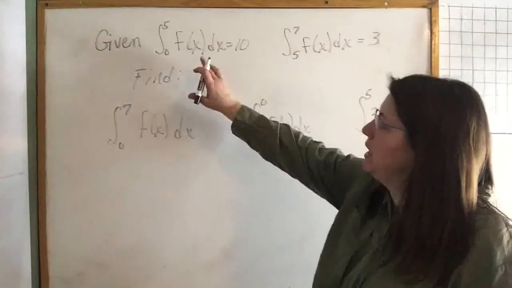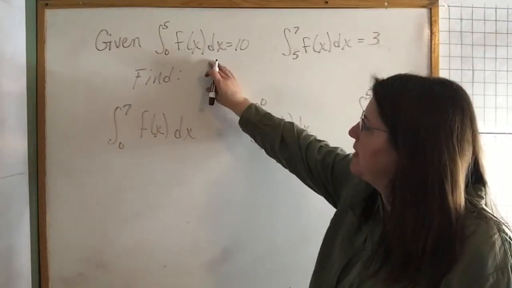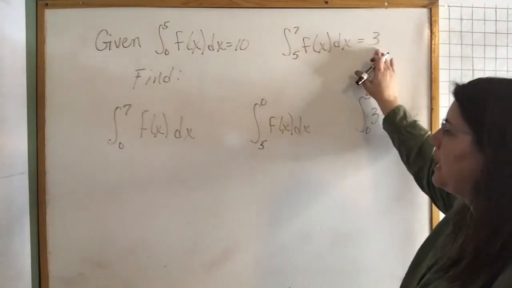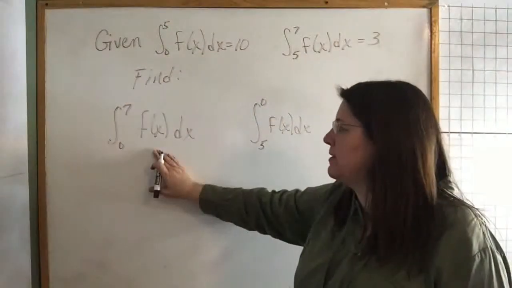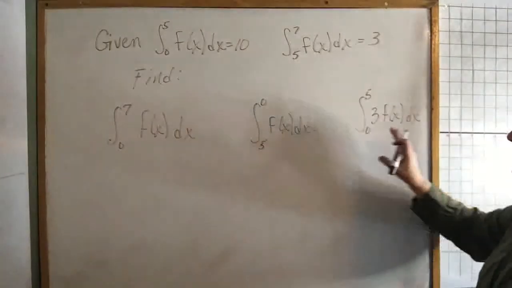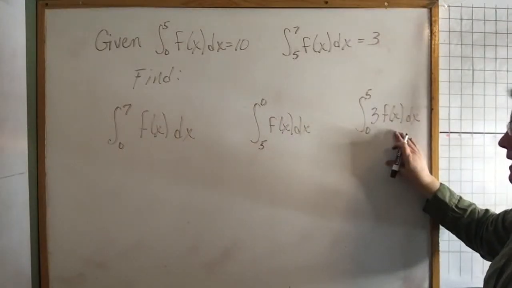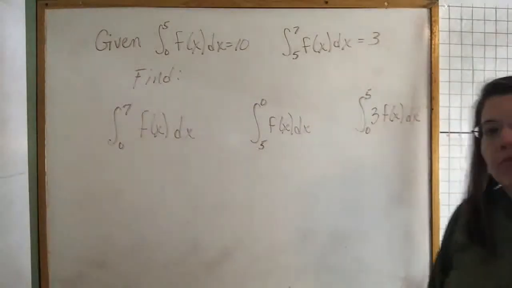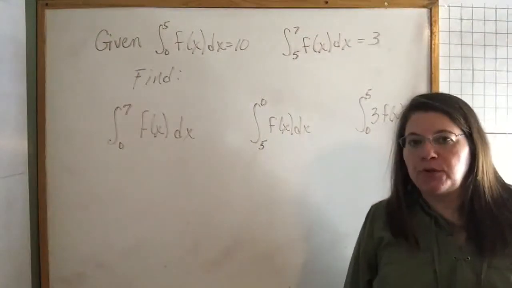Here it says given the integral from 0 to 5 of f of x dx equals 10 and the integral from 5 to 7 of f of x dx equals 3. Find the integral from 0 to 7 of f of x dx, the integral from 5 to 0 of f of x dx, and the integral from 0 to 5 of 3 f of x dx. Go ahead and pause the video, copy these down, and see if you can get the answers, and then I'll come back and share those answers with you in a few minutes.